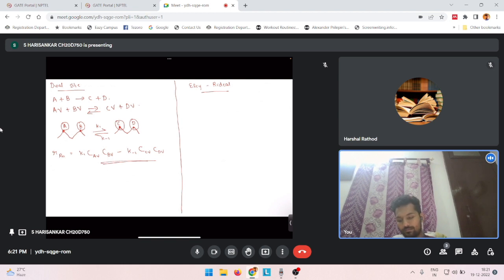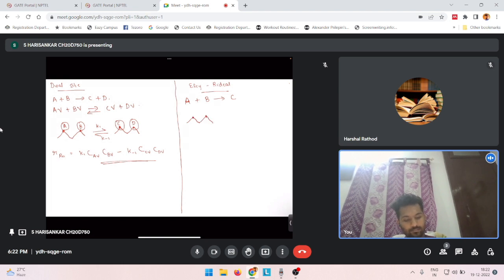So Eley-Rideal, also pretty much you can take the same reaction here, A plus B giving, we'll just take one product C to avoid complication. So you have A plus B giving C, only one of these reactants will get adsorbed. Let's assume A is the one that is getting adsorbed. That means B won't get adsorbed. So the adsorption and reaction will be happening like this.